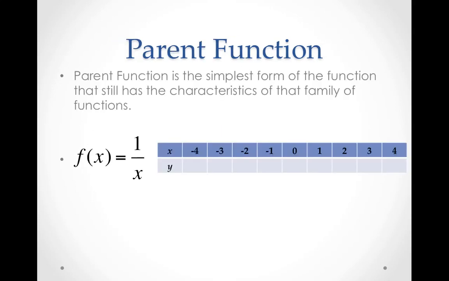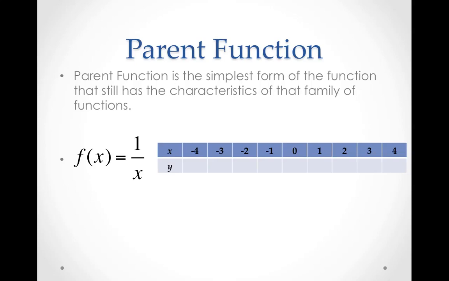So let's start with the parent function. This is the most basic form of a rational function, and it is the function 1 over x. Take a moment, pause the video if you need to, and go ahead and fill in the values table that is in your guided note sheet for the x values that are given to you. When you filled in the table, go ahead and start the video again to continue.